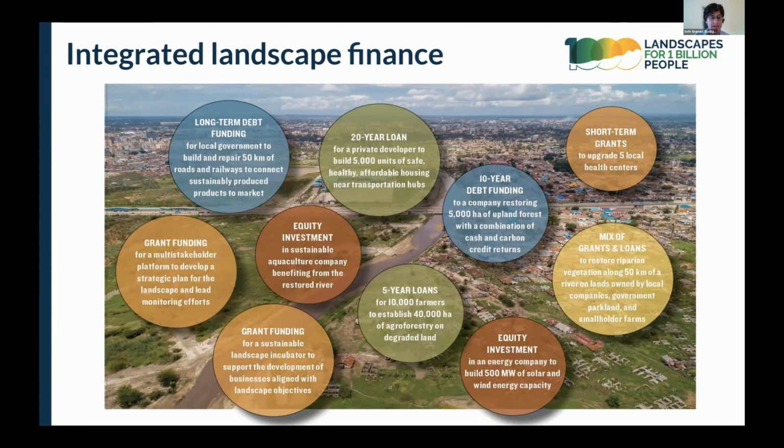We're going to put this in the chat. There's a link to some of the slide decks that were put together by real landscape partnerships describing something like this, their landscape investment portfolios. So you can look through them now, or you can look through them afterwards. Okay, next slide.